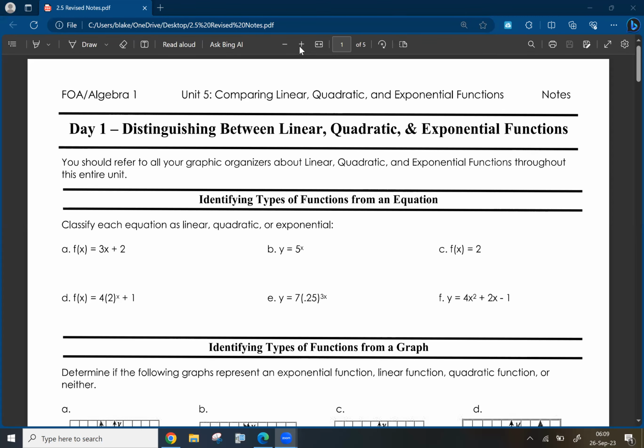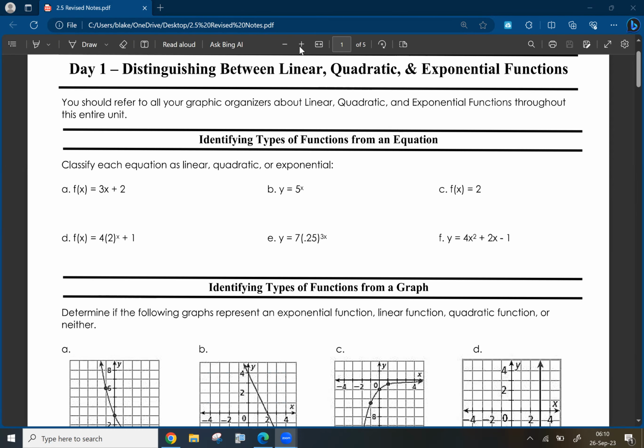All right, folks, welcome to the 2.5 notes. Today we're going to be discussing distinguishing the differences between linear, quadratic, and exponential functions. So we're going to look at the equations, some graphs, some tables, and be able to tell which one is linear, quadratic, or exponential, or possibly neither. And then we're also going to be looking at some slope as well. So let's go ahead and get into it.